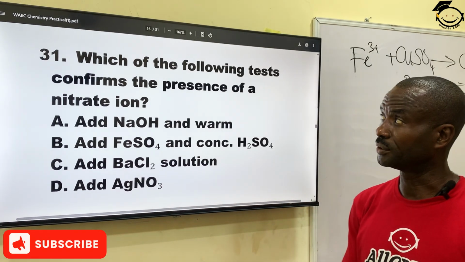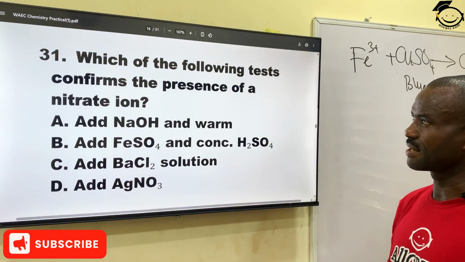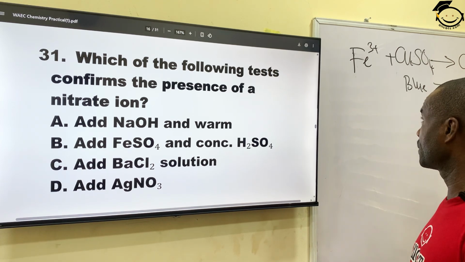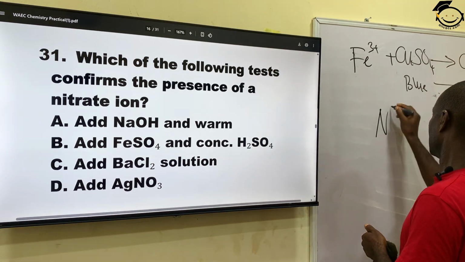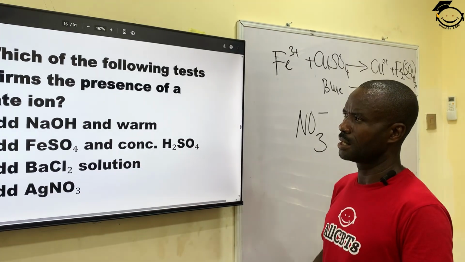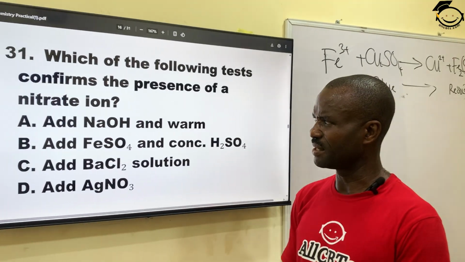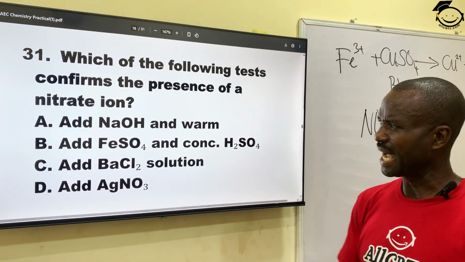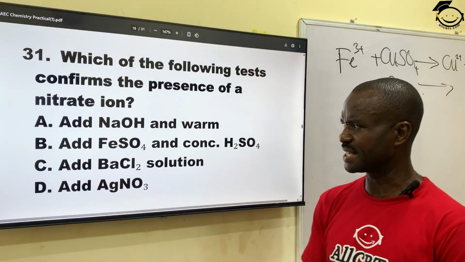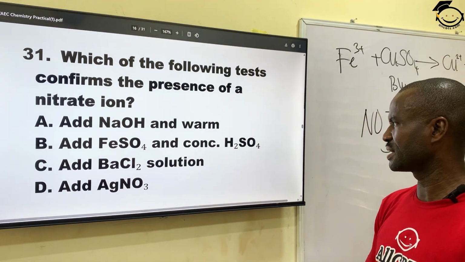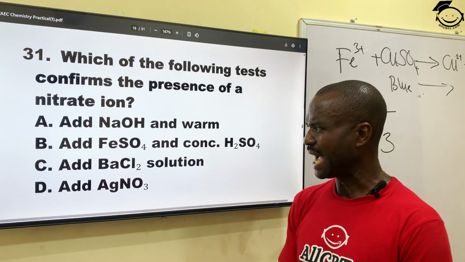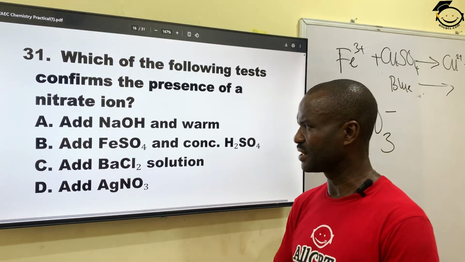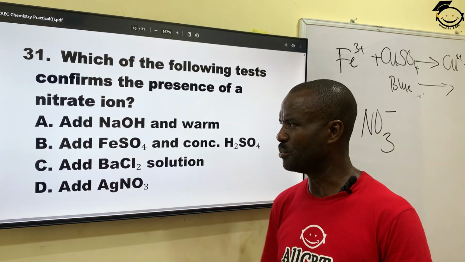Question 31. Which of the following tests confirms the presence of nitrate ion? Nitrate ion is NO3 minus. So how do we confirm nitrate? A. Add sodium hydroxide and warm. B. Add iron(II) tetraoxosulfate(VI) and concentrated H2SO4. C. Add barium chloride solution. D. Add silver nitrate solution. The correct answer is B.